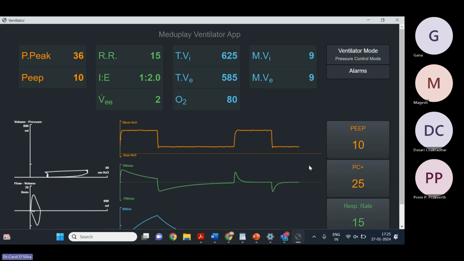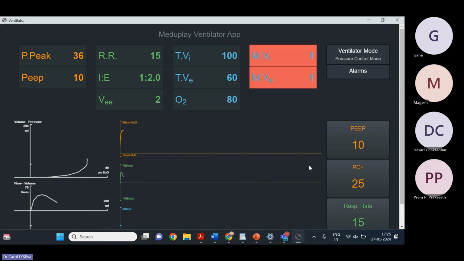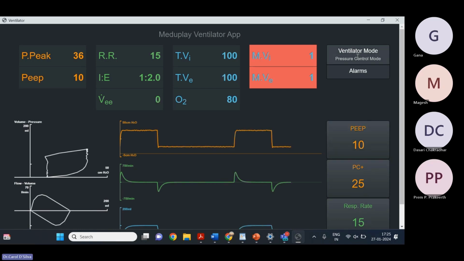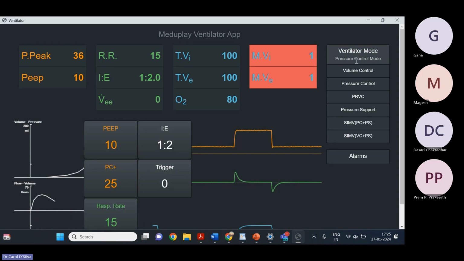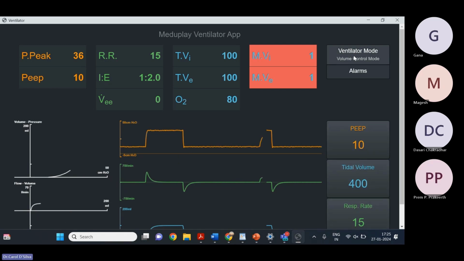It's working in pressure control. Unfortunately, it's not. You've made a change in the wall flow, no? It's changing here, but it's not changing here. I don't know why. Okay. Just try volume control again and see if it works. If it doesn't, then I'll draw and show you. Okay.